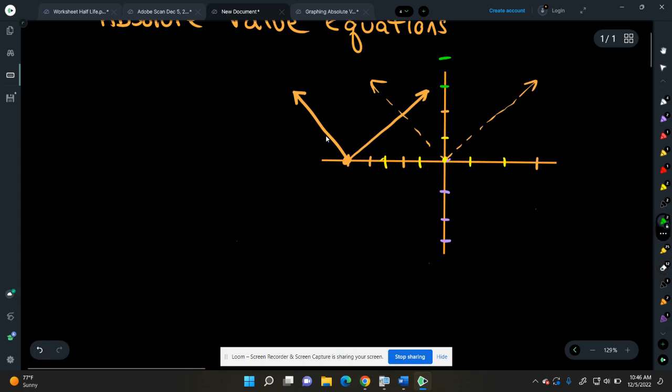So if the 5 was outside of it, it would go to the right. No? If the 5 was outside of it, which way would it go? Up. Up. You got to pay attention.